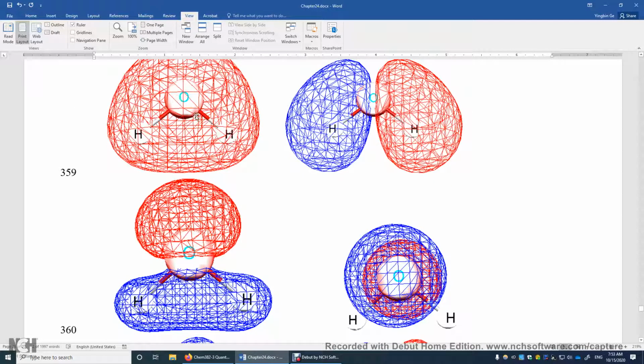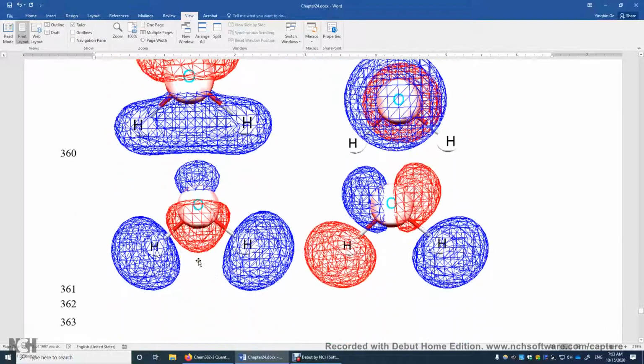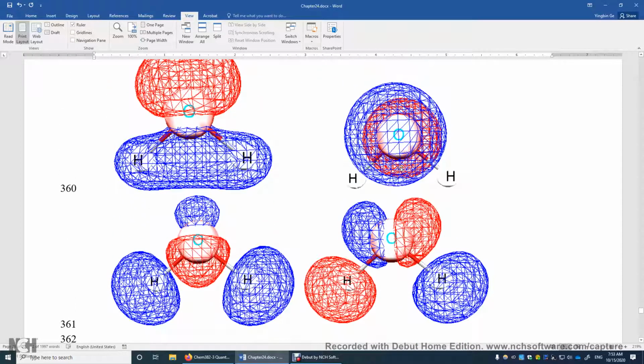The order of the energies of these molecular orbitals is this. The most negative, and energy goes up here, lone pair, and then anti-bonding orbitals. The energy difference between this one and this one is called the HOMO-LUMO gap. This is the HOMO, and this is the LUMO. You can clearly see this nodal surface here and another nodal surface here.